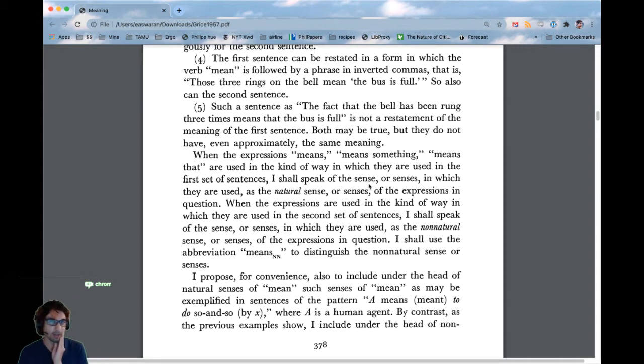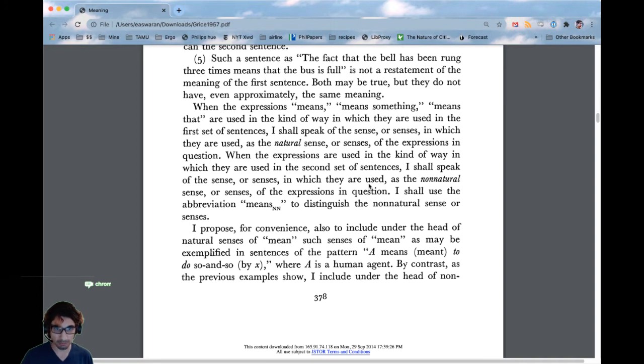And I'm not quite so sure I get exactly what he's saying here, but I think the idea is those three rings mean that the bus is full. That doesn't tell us anything about what happened, what this fact must have meant. And I guess the idea is I can imagine we're in a context where people ring the bell whenever the bus is full, but someone accidentally rang the bell this time. And so we wouldn't say, in this case, the fact that the bell has been rung means that the bus is full, even if the bell is the bus is full bell.